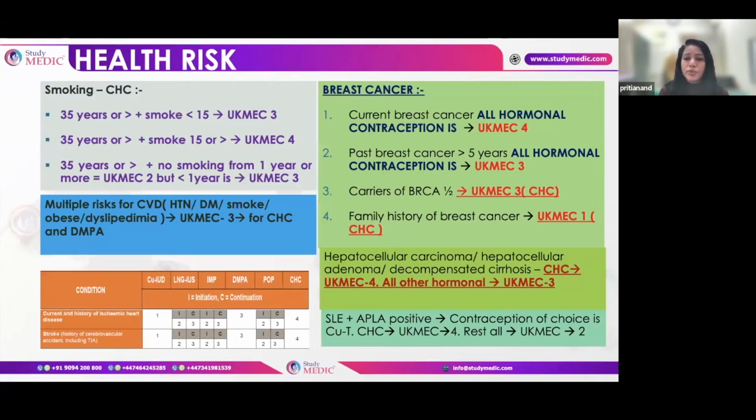Any patient who is a breast cancer survivor, all the hormonal contraceptions should be avoided. Similarly, a patient with hepatocellular cancer, hepatocellular adenoma, or decompensated cirrhosis, all the hormonal preparations should be avoided. SLE with APLA positive, contraception of choice is copper T. CHCs fall in the absolute contraindication category and the rest are all UKMEC 2.